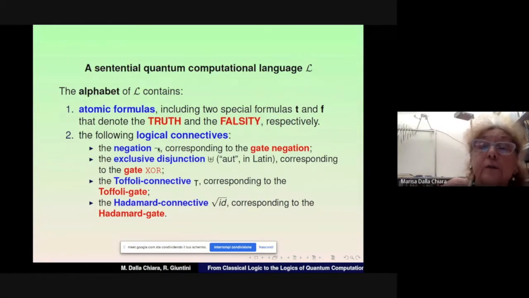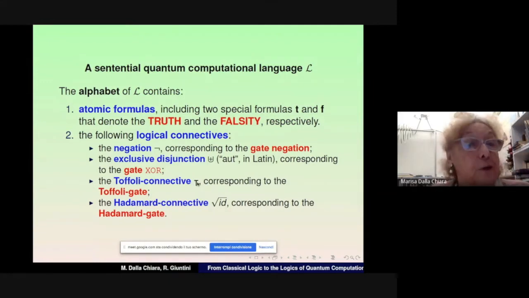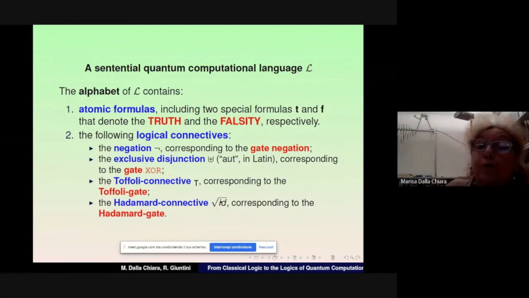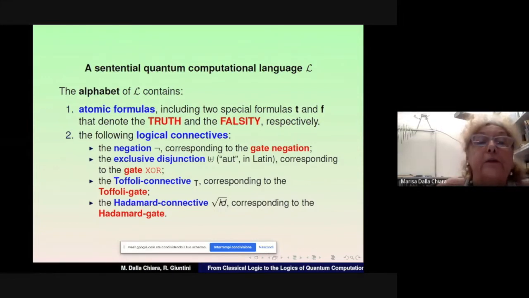The negation connective, indicated in the usual way, that corresponds to the gate negation. The exclusive disjunction, indicated in this way, as already done by Roberto, out in Latin, and this disjunction corresponds to the gate XOR. Then we have a Toffoli connective, indicated by this different kind of T, that corresponds to the Toffoli gate. And finally, the Hadamard connective, that corresponds to the Hadamard gate. And this is indicated in this way, because as you have learned in the previous lecture, the Hadamard connective is also called square root of identity.